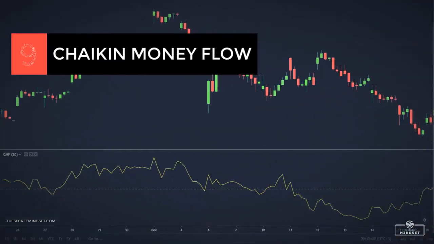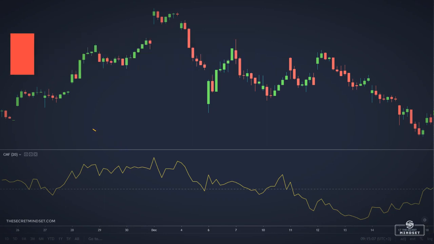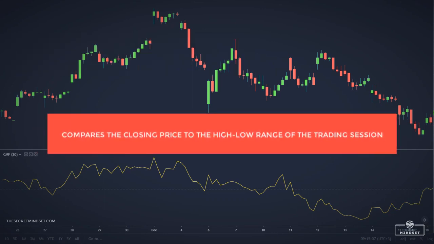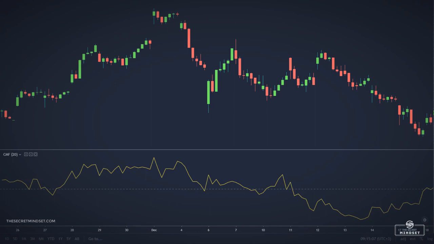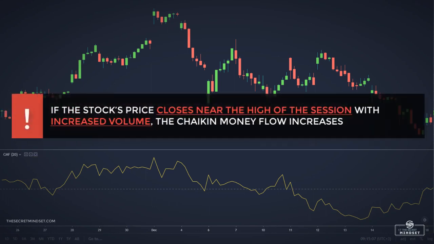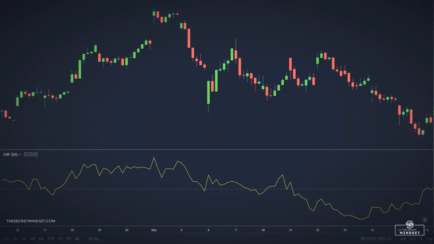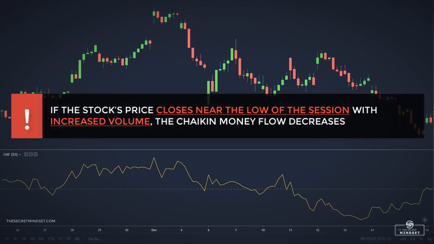Chaikin money flow is another volume indicator which determines if an instrument is under accumulation or distribution. The Chaikin money flow compares the closing price to the high-low range of the trading session. This indicator measures buying and selling pressure over a set period of time. If the stock's price closes near the high of the session with increased volume, the Chaikin money flow increases in value. If the stock's price closes near the low of the session with increased volume, this indicator decreases in value.